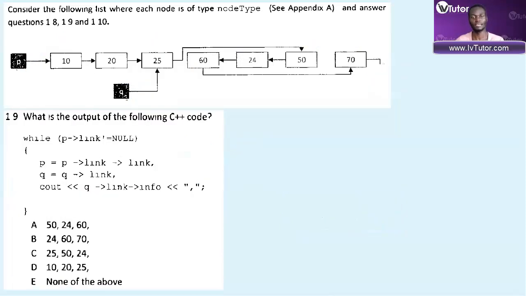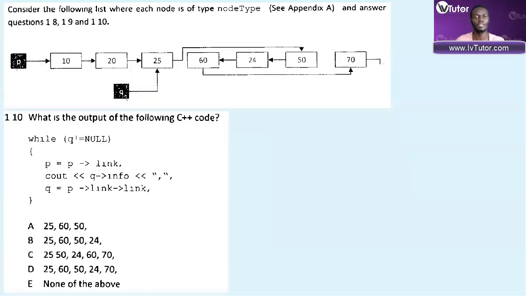Okay. Here's another example. Again, same list, different code. While p.link is not equal to null? So your p is here. Sorry, your p is here. Your q is here. Don't look at this, right? What do we do? P.link is not equal to null. Yeah, of course. Sorry, this is exactly the same question. Let's go to the next one. Now this one says, yeah, that's a different question.